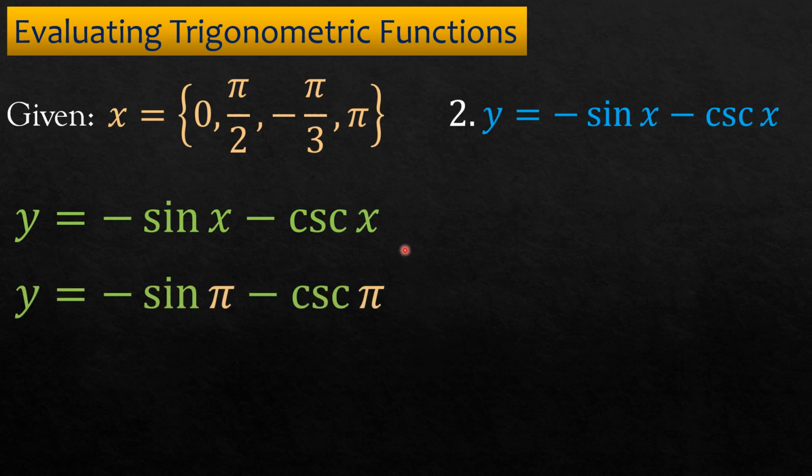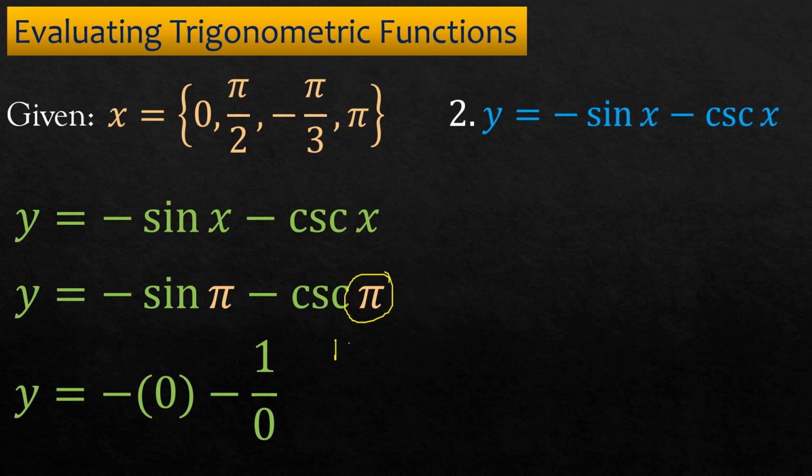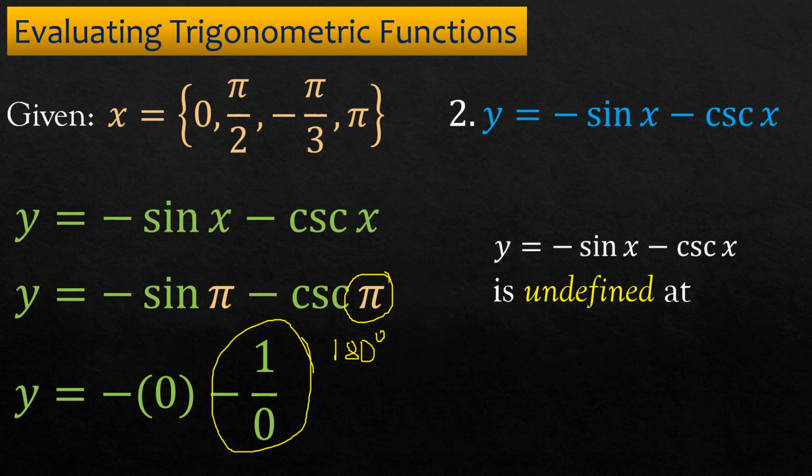However, if we have x that is pi, so y is equal to negative sine pi minus cosecant pi will give us, well, this is already 0 minus 1 over 0 form, which should not happen. Remember that pi is 180 degrees, okay? And this will cause an undefined value. Therefore, y equal to negative sine x minus cosecant x is undefined at x equal to pi.